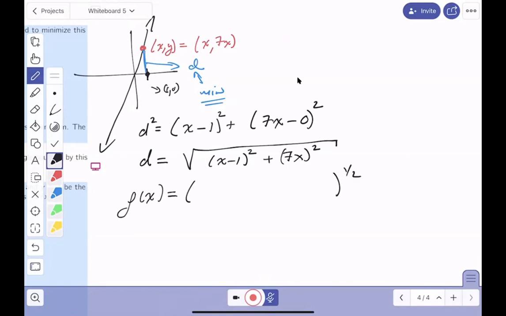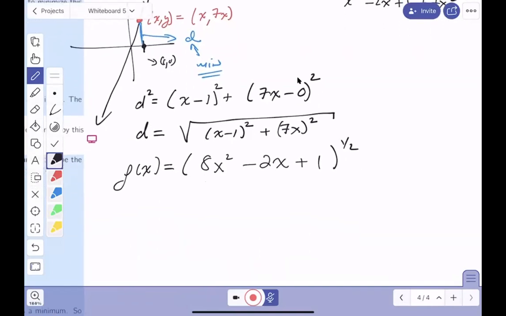I'm going to simplify what's on the inside. No, you don't have to do that, but I like doing it. What's on the inside? You get x squared minus 2x plus 1 plus 7x squared. That gives me 8x squared minus 2x plus 1. Hope I didn't go too fast with that.